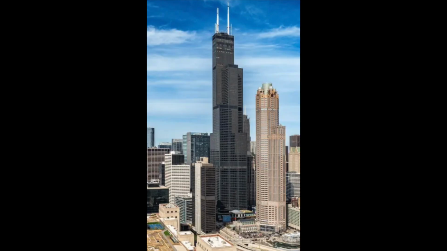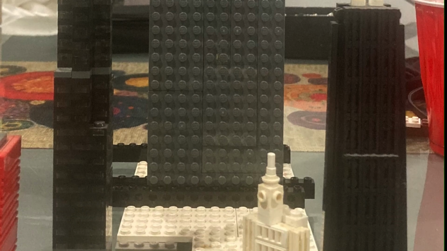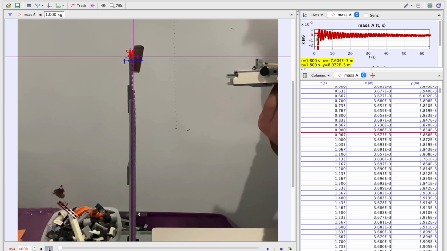And I'm Josh, and in this project we investigated a real-life 1 degree of freedom forced vibration system using a model of the Willis Tower made of Legos that we created. The tower is about 0.4 meters tall and we excited it using a non-harmonic impulsive force, a Lego block that was tossed into the top of the tower.